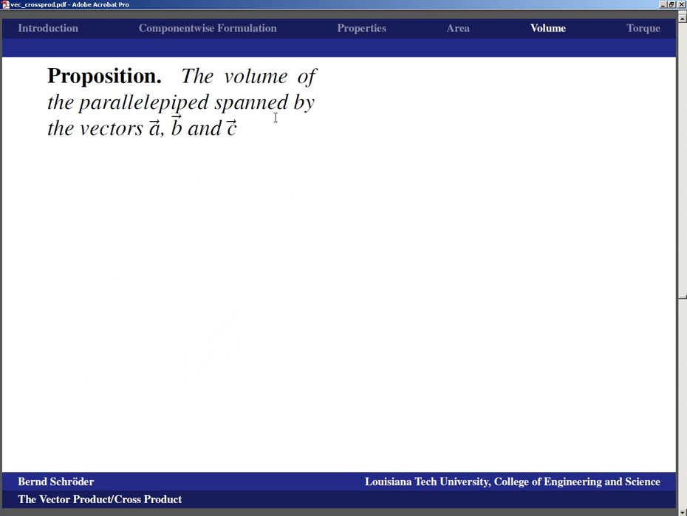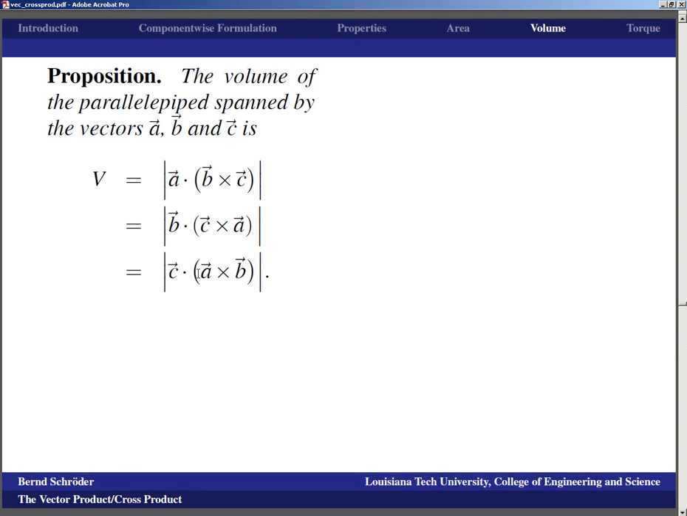Okay, proposition: the volume of such a parallelepiped that is spanned by the vectors A, B, and C is V equals the absolute value of A dot B cross C, or the absolute value of B dot C cross A, or the absolute value of C dot A cross B, depending on how you name the vectors, or which vector you want to use for the dot product and which vectors you want to choose for the cross product. The proof is really nice and geometric, and it's another good exercise in three-dimensional visualization. So let's go ahead and do that.